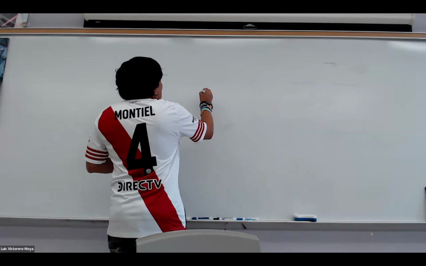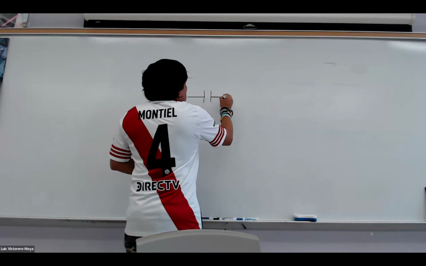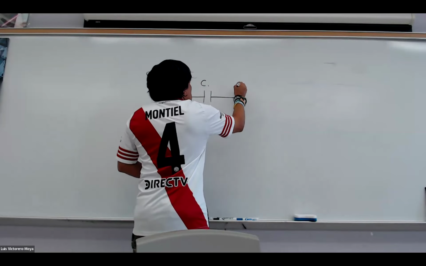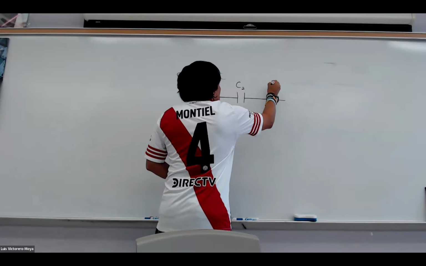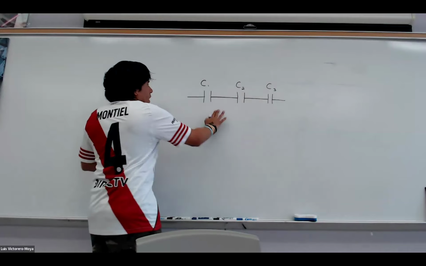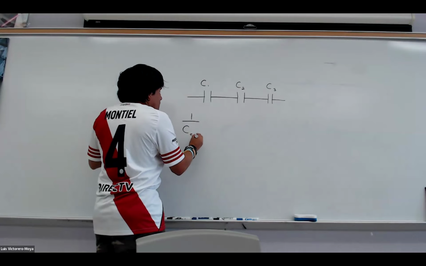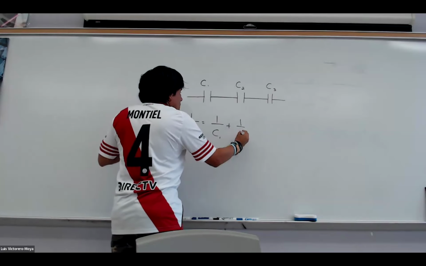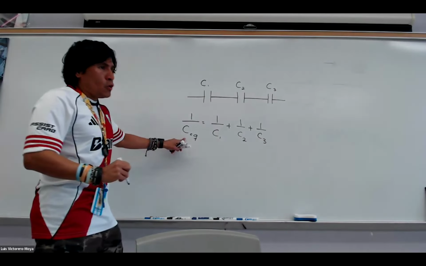So with capacitors, remember that you can have them in series or parallel, right? So if you have a capacitor like this, let's call it C1, C2, and then C3. I will give you values as well, all right? But for now, the 1 over C equivalent is equal to 1 over C1 plus 1 over C2 plus 1 over C3. That's how you find CEQ.